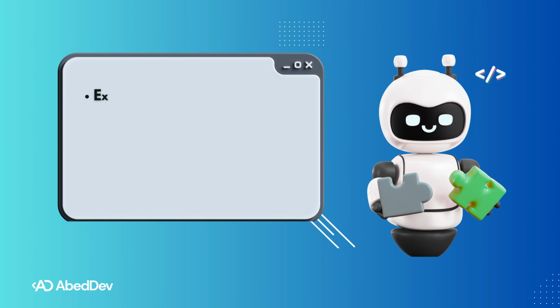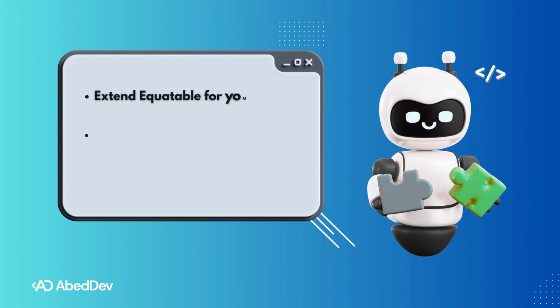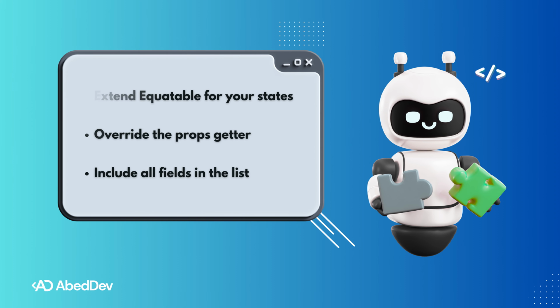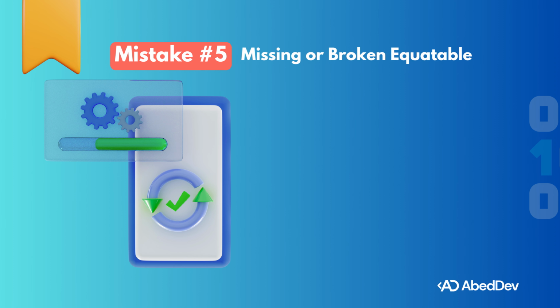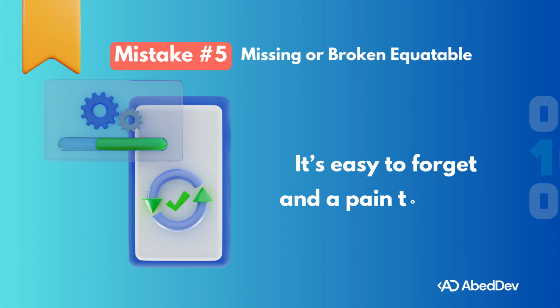So here's the checklist. Always extend Equatable for your states. Always override the props getter. Always include all fields in the list. That's how you make sure your UI responds correctly to the state changes. It's easy to forget and a pain to debug, so don't skip it.